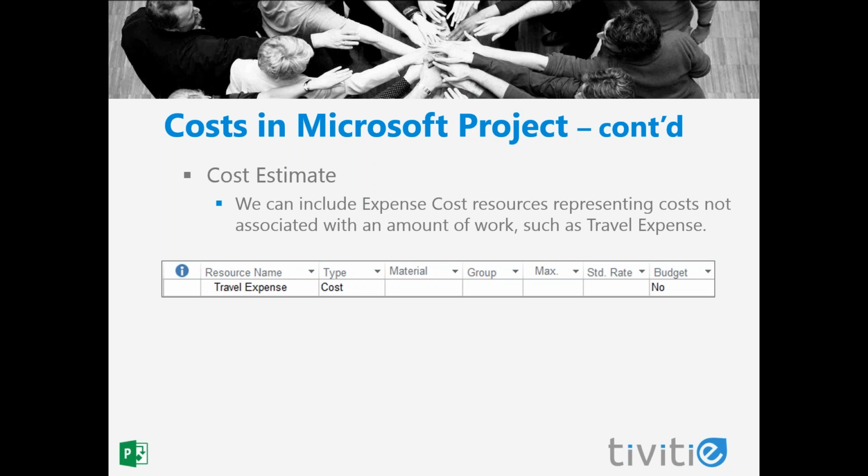We also can create what are called expense cost resources for costs that are not associated with a specific amount of work. So for example, travel expense. These cost expense resources are created just like work and material resources in our resource sheet. So what we're going to do is give that resource a name, typically one that has expense in the word so it's easy to spot, and specify that it's a cost type resource. With cost expense resources, every time we assign them to a task, we have to specify the dollar amount for that instance.